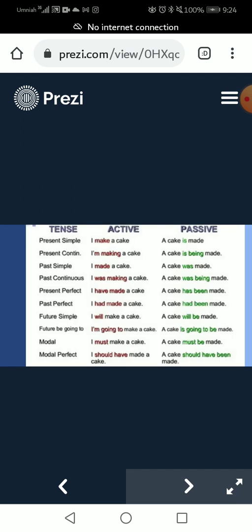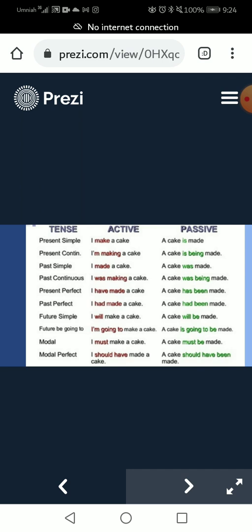Rules. Now, the tense present simple. In the active, it's present, I make a cake. To change it to a passive, a cake, which is the object, comes first. Then we change the present simple make to be, is made, which is plus the past participle of the verb make. So a cake is made. Present continuous, I'm making a cake. In the passive, also we put the object first, which is a cake. Then we change I'm making to is being made.